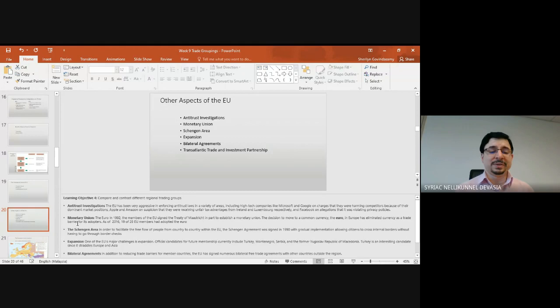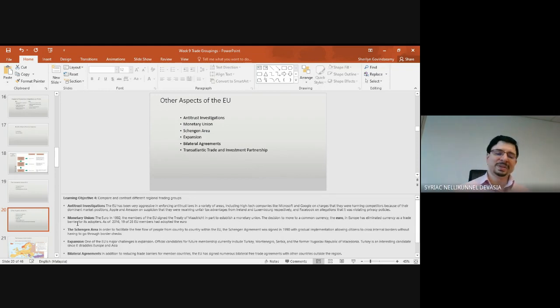Then we have the monetary union. In 1992, they came up with the concept of the euro, the common currency. Because of the euro, there is no trade barrier, because they all use the same currency to trade with member countries. They also formed a Schengen area in order to facilitate free flow of people from one country to another. The Schengen Agreement was signed in 1990, which means there are no rules or limiting factors when it comes to crossing borders for people of European Union.